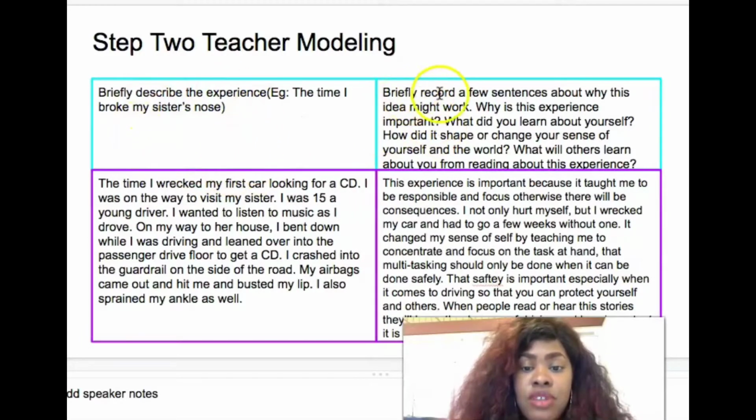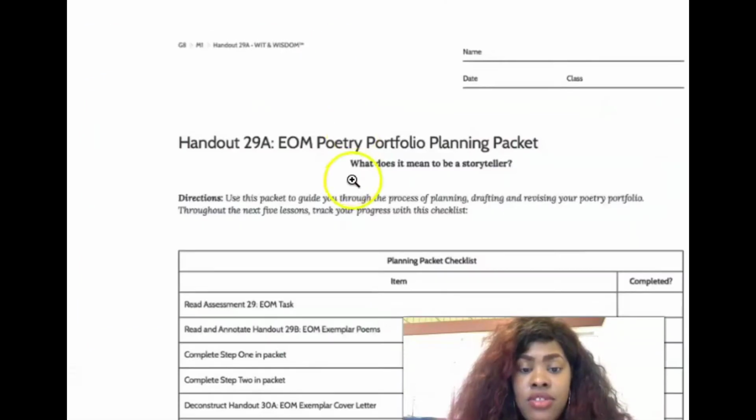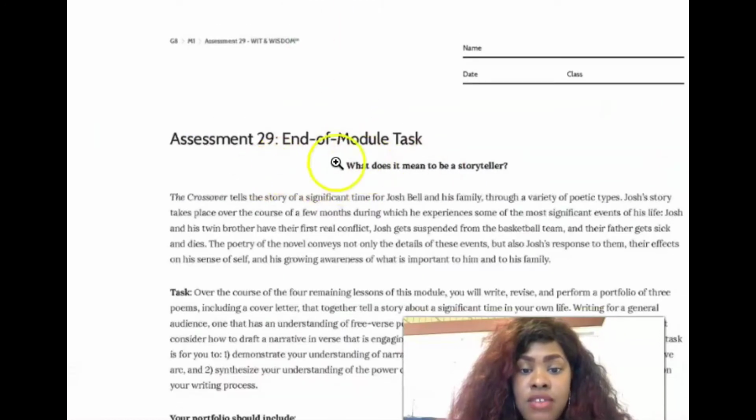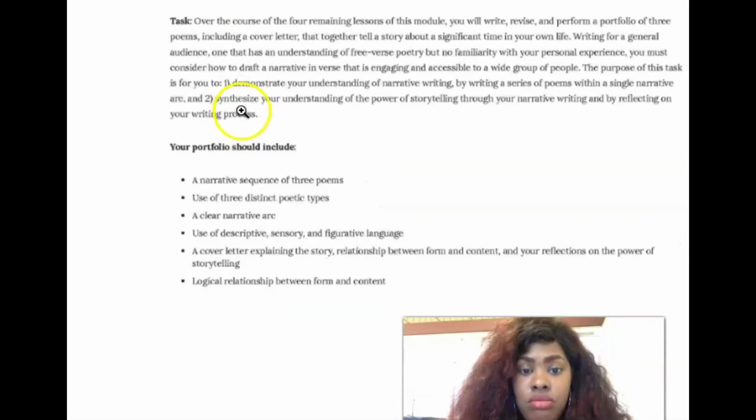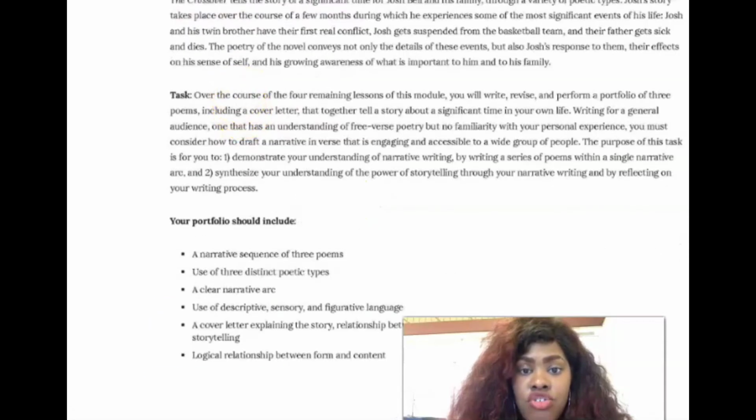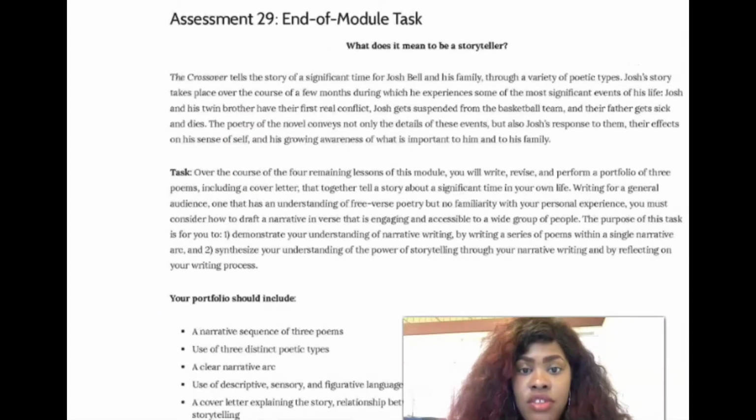Then it says briefly record a few sentences about why this idea might work. Why is this experience important? What did you learn about yourself? How did it shape or change your sense of yourself in the world? And what will others learn about you from reading about this experience? Now, this comes from the end of module task in order to get yourself going for the assignment.